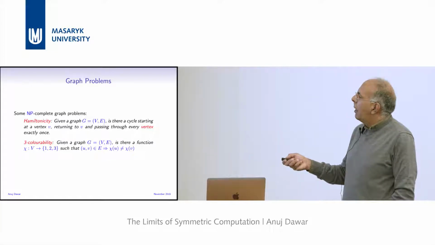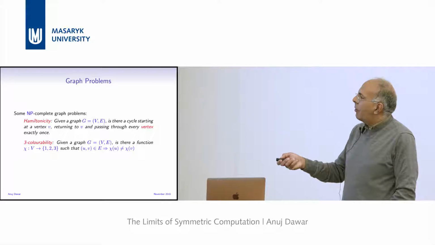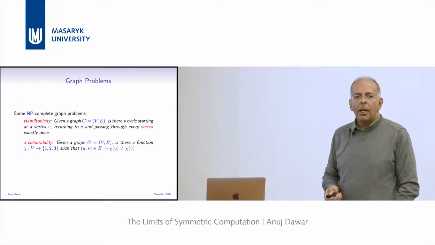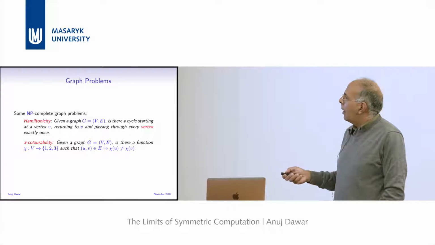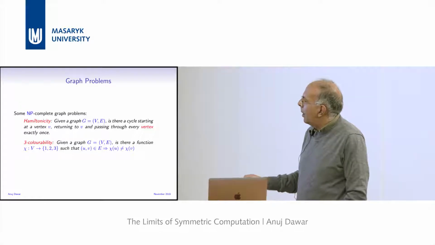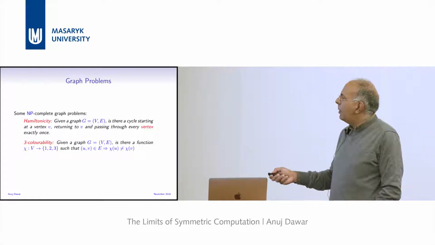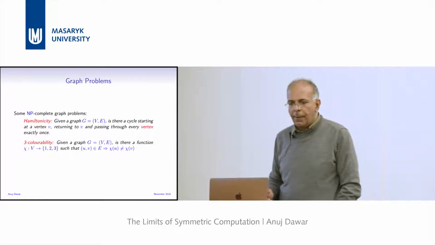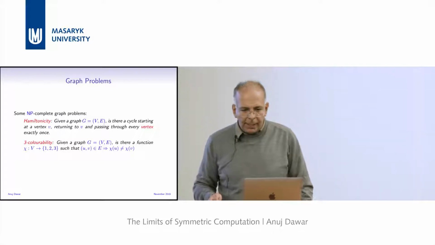Three-colorability. Given a graph, is there a way of coloring the vertices of the graph with 3 colors so that whenever you have an edge, the 2 endpoints are differently colored, also known to be NP-complete.